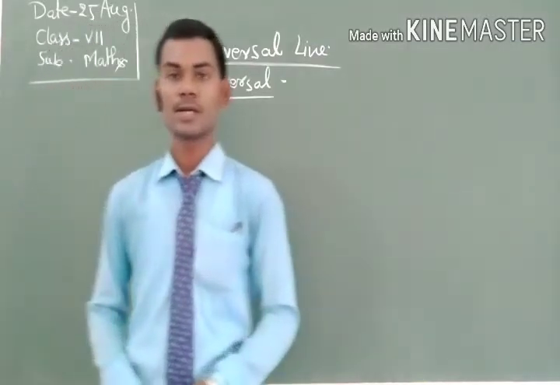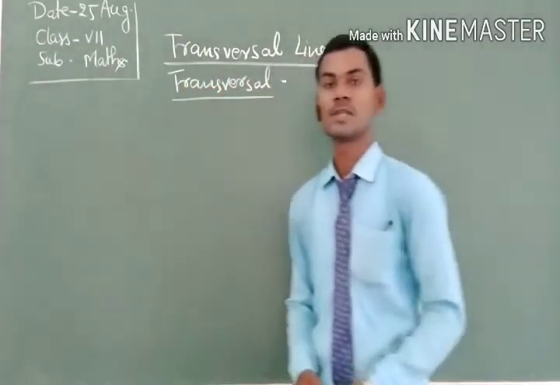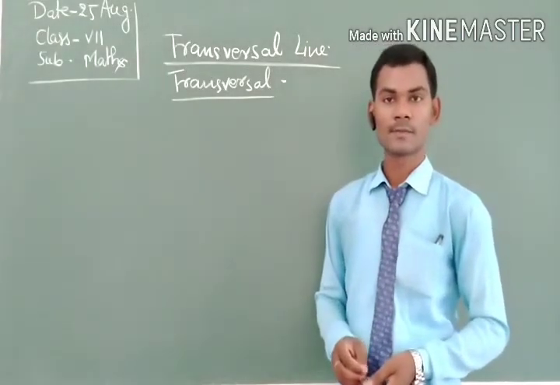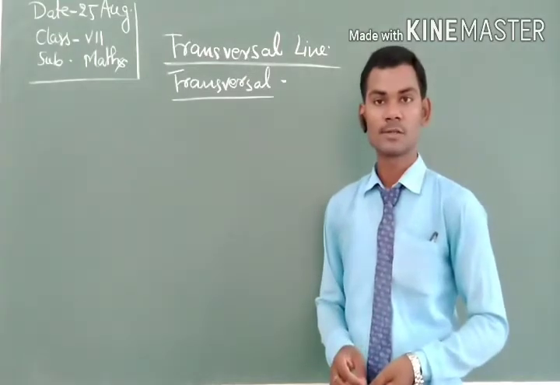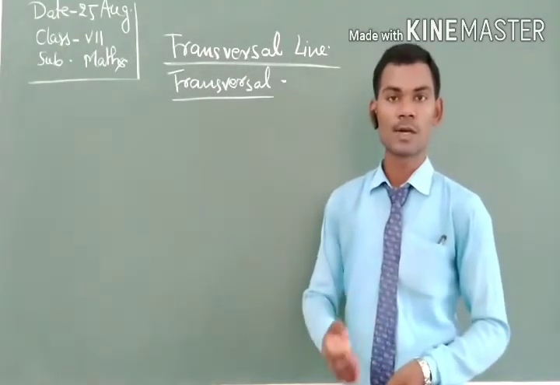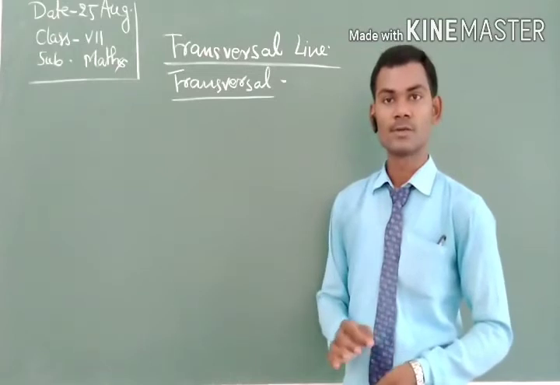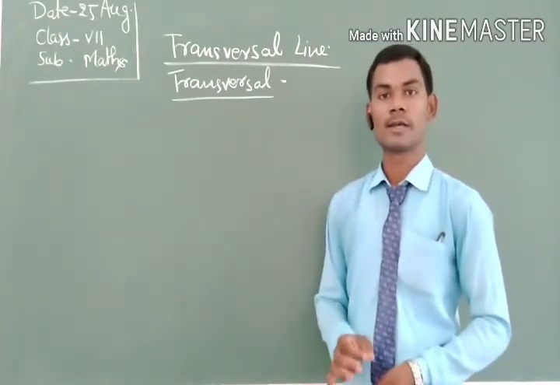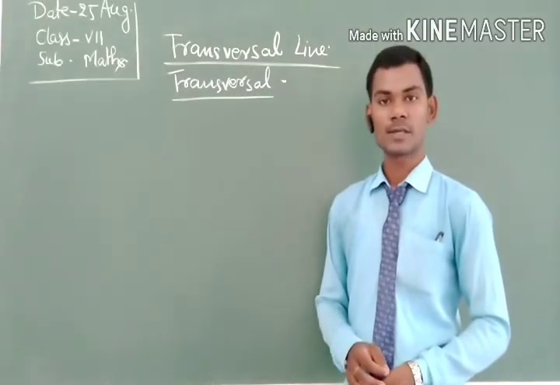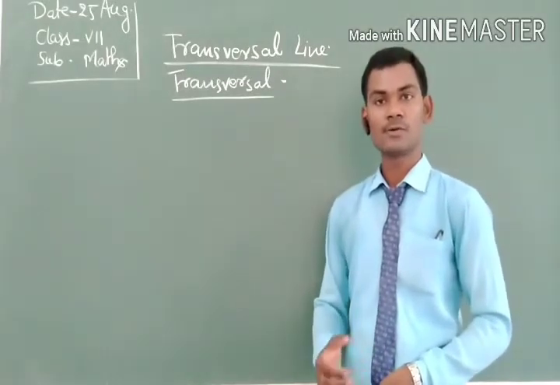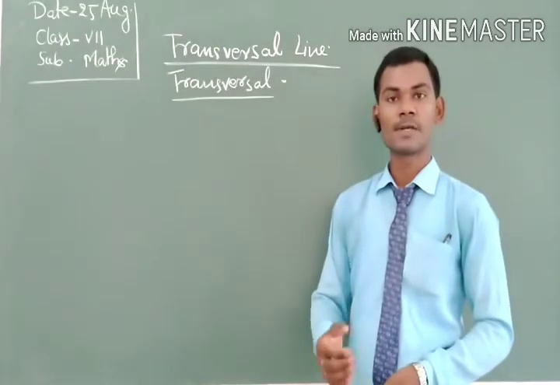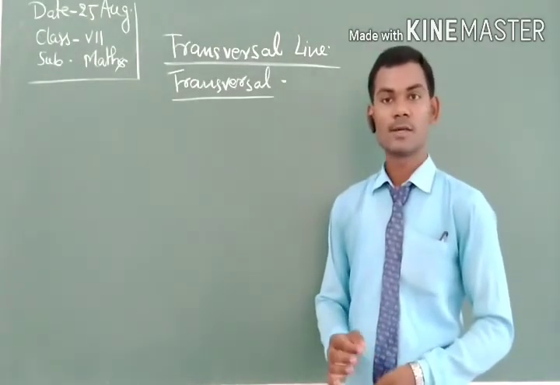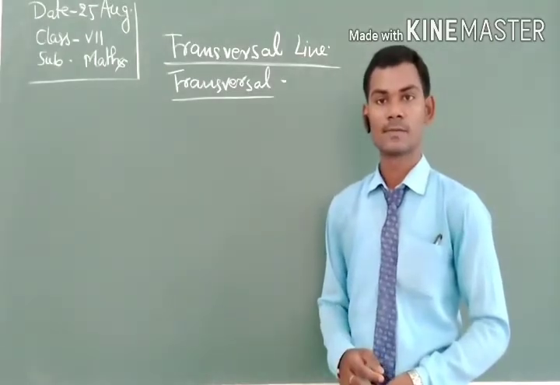So we define the transversal line. We say that a line which passes across two or more lines is known as a transversal line, or a line which intersects two or more than two lines at different points, then the line is known as a transversal line.